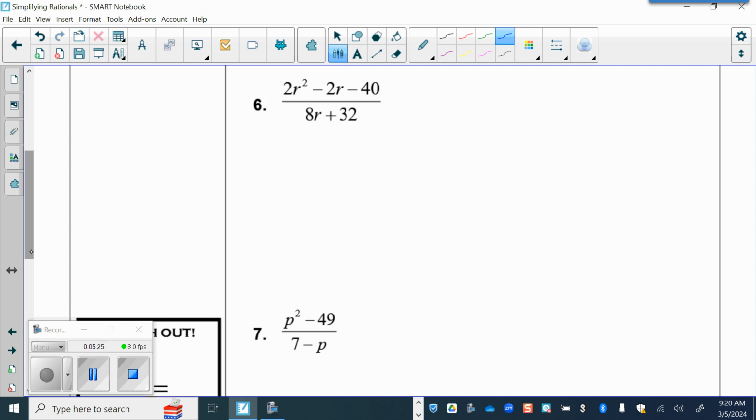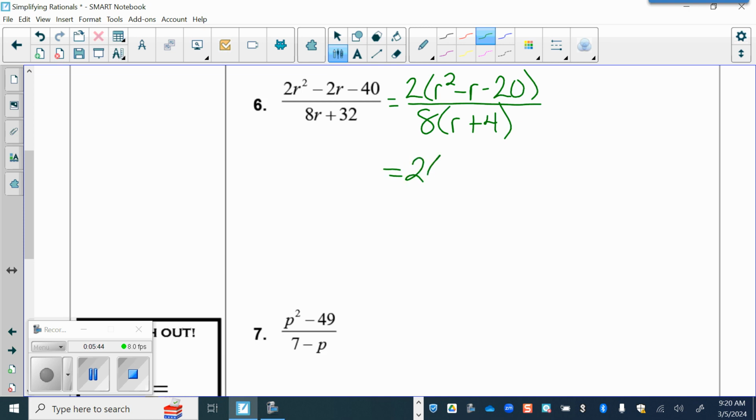All righty, number 6. Let's start by pulling out GCFs. I can take out a 2, leaving r squared minus r minus 20. That'll need to be factored further. And in my denominator, I can take out an 8, and that's as far as that goes.